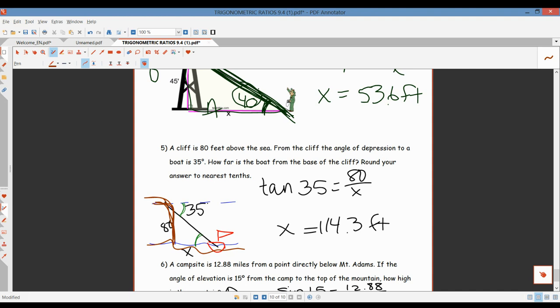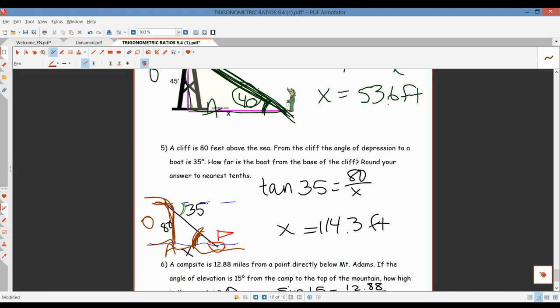So the angle of depression is on the outside, that's 35. So I know that I can bring that angle in to make that angle down below also 35. When I label, I can say that this is my opposite side and my adjacent side, making another tan. So tan 35 equals 80 over x. X equals 114.3. Again, the biggest challenge with these problems is the picture. You have to be able to draw the picture and understand what's going on in the story to be able to solve your trig function.